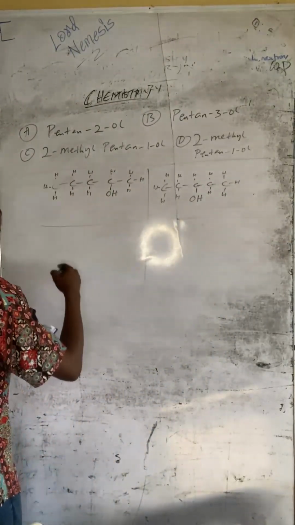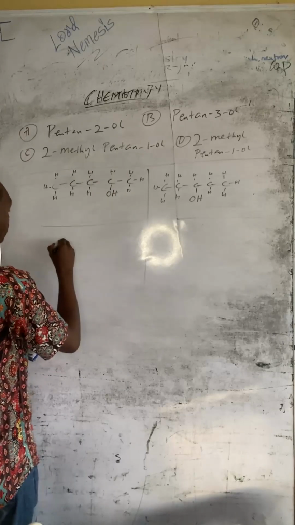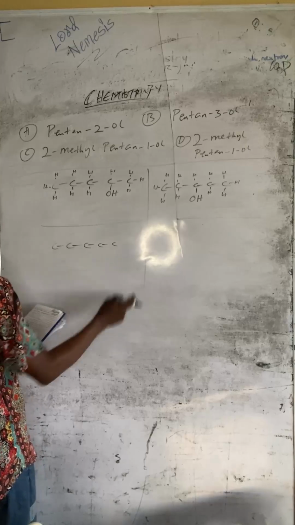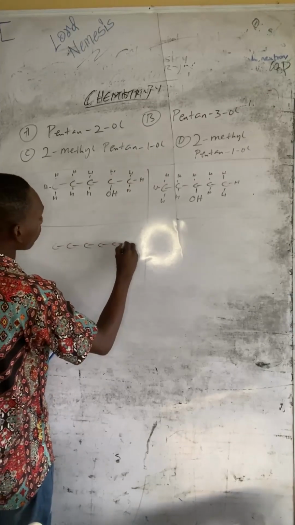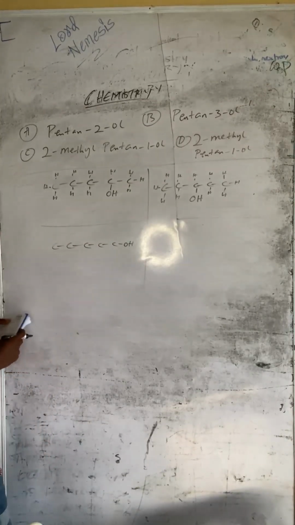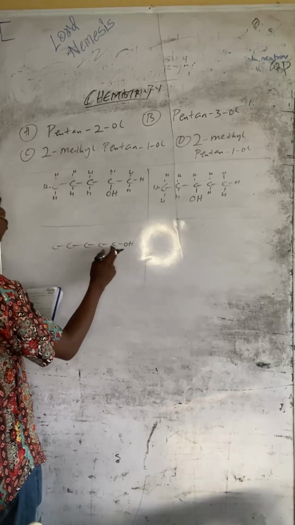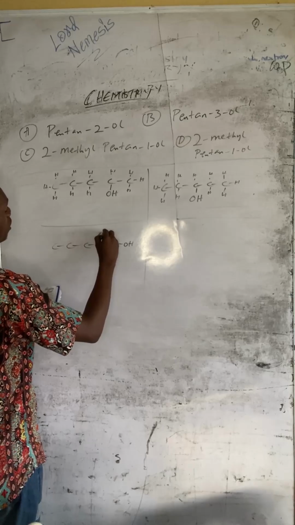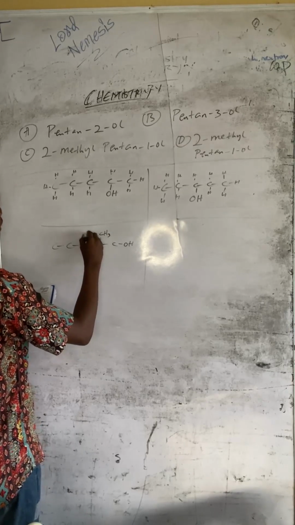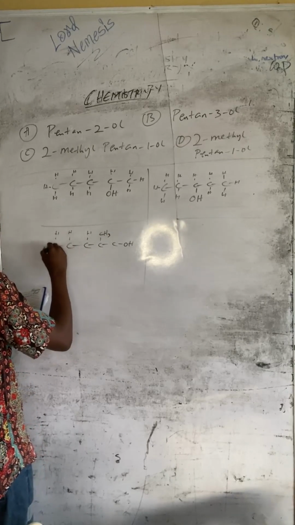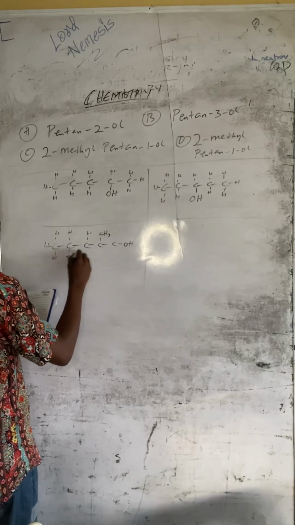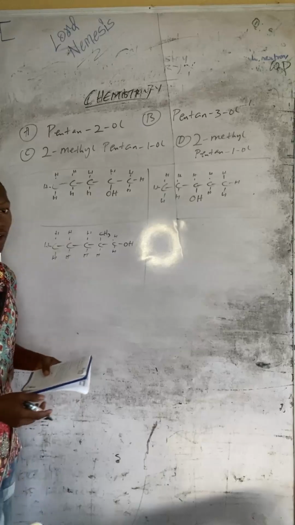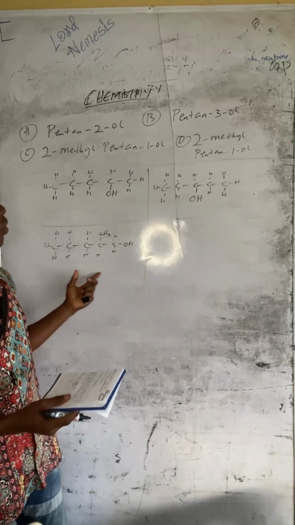Now the next one, also pent. Pent means 5 carbons, 1, 2, 3, 4, 5. Now our alcohol is on our first carbon. We have the OH group, and also on the second carbon, we have the methyl group. If this is our first carbon, this is our second carbon, and the methyl group is CH3, with hydrogen filling up all other places to complete the tetravalent nature of the carbon.